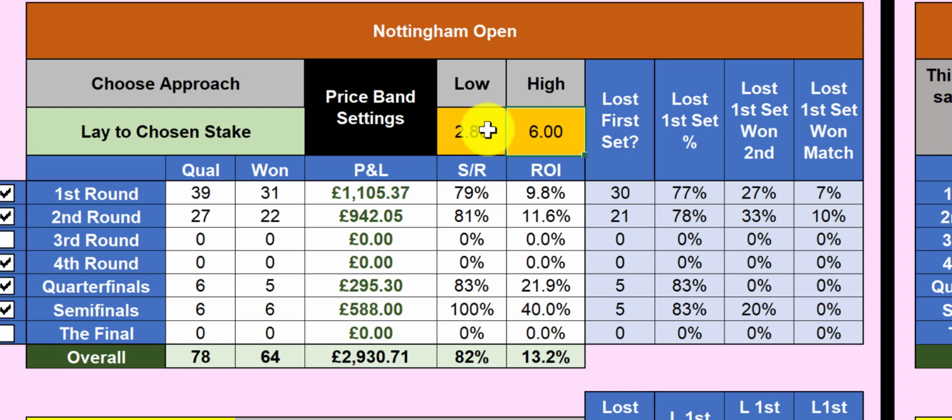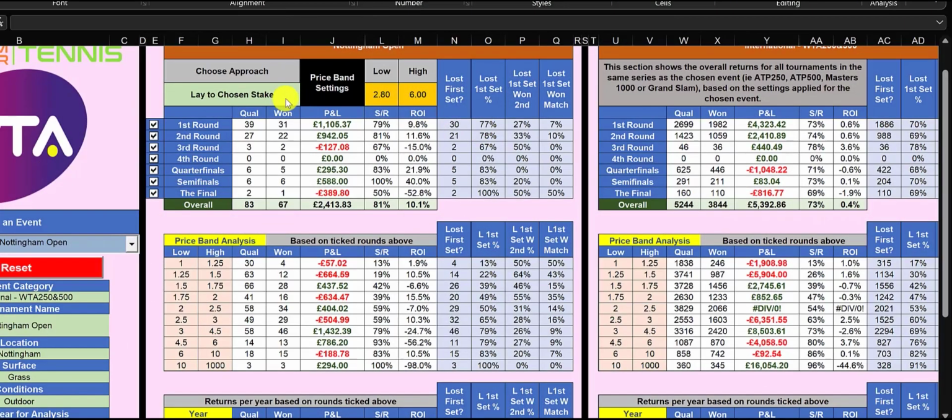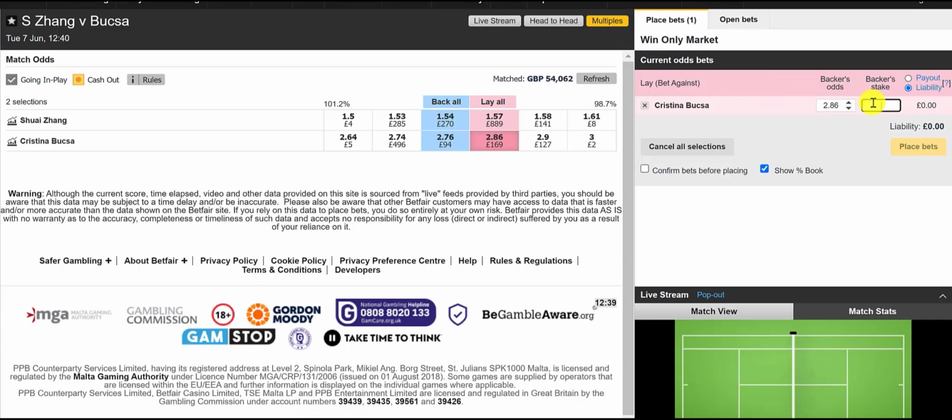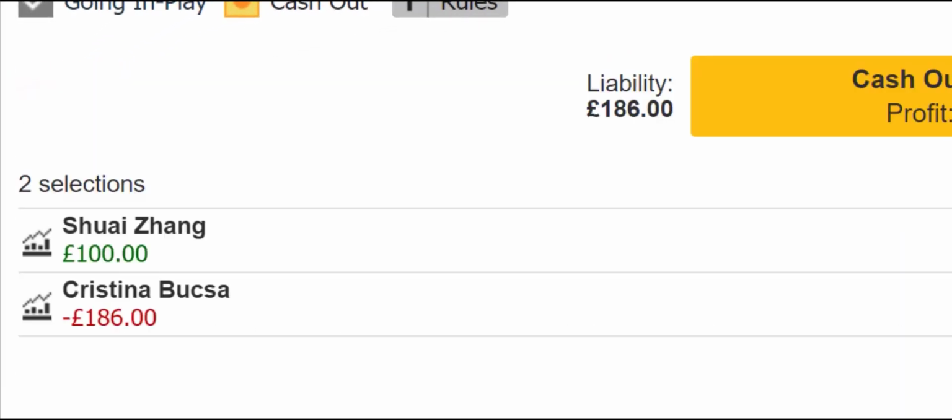We want to look to oppose players in Nottingham, first round, second round, quarterfinals, semi-finals, and if they're priced between 2.8 and 6. From that point on, it just depends on your strategy and what you want to do. So as you can see here, lay to chosen stake, prices between 2.8 and 6, first round of Nottingham. It's profitable. Okay, and let's take a look. We got a match here. Not great liquidity. Not sure what happened. Just before I recorded, the prices were a bit more solid. I think it's just about to start. That's why. But anyway, we lay at 2.86.